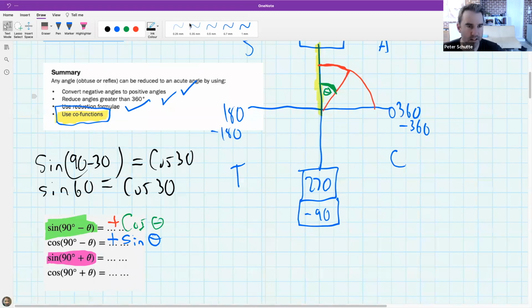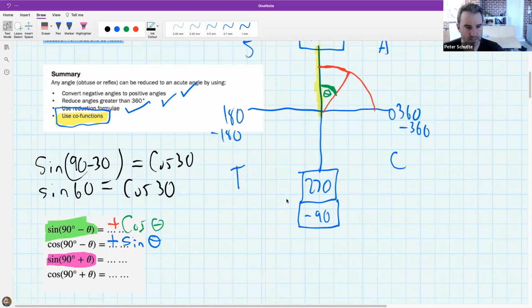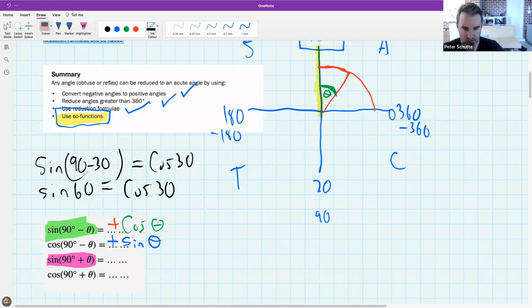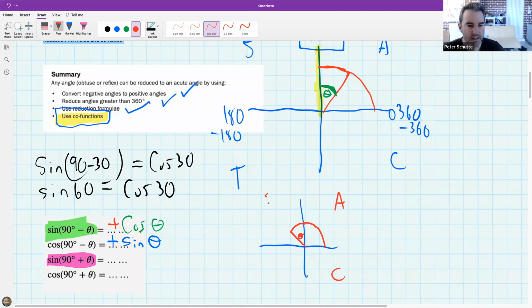Can you hear me? Afternoon, sir. Hey. I got positive cos theta because 90 degrees plus theta is in the second quadrant and sine is positive in the second quadrant. Oh, so good. Cos is the co-function of sine. So since sine is positive in the second quadrant, cos is also going to be positive. You hit it out of the park.